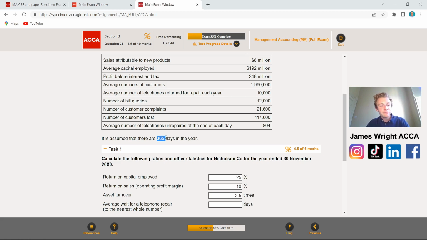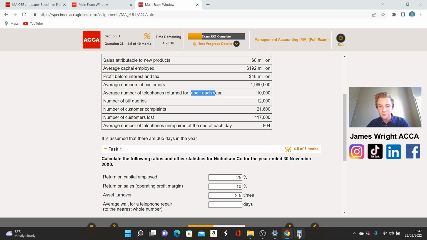So coming on to it, we've been told that we're looking for telephone repairs. Have a look through: we've got the average number of telephones unrepaired, and the average number of telephones returned for repair each year. Nothing else really to do with repairs, and this is not a ratio that you're going to see in any book. It's about understanding comparisons between two variables that we can actually draw some conclusions from.